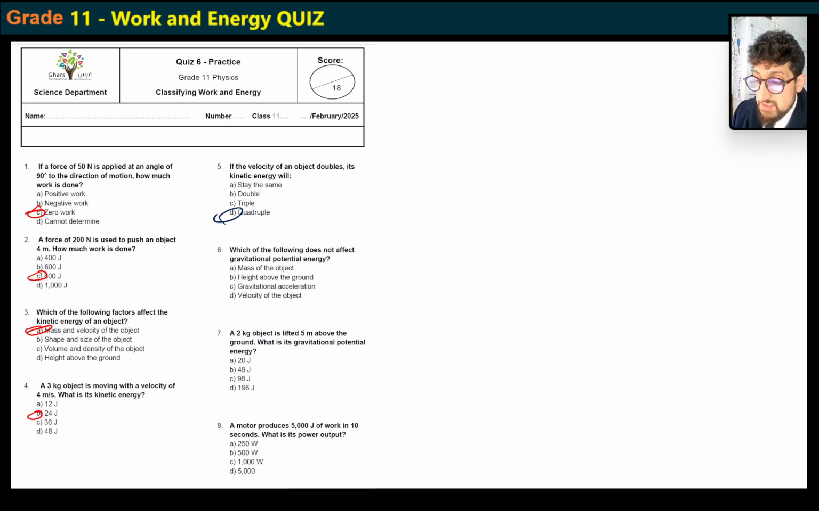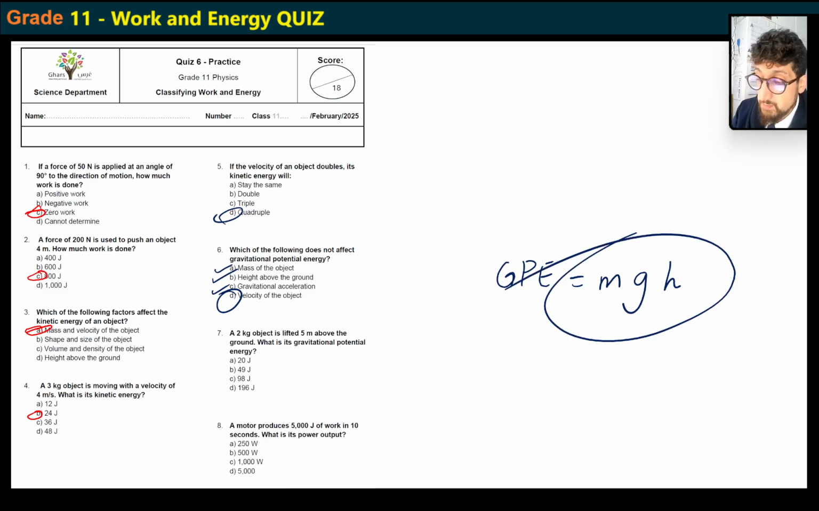Which of the following does not affect gravitational potential energy? Gravitational potential energy is equal to mass multiplied by gravitational acceleration multiplied by height. So those three will affect it. The mass will affect it, the height will affect it, the gravitational acceleration will affect it, the velocity will not. It's not part of this equation.